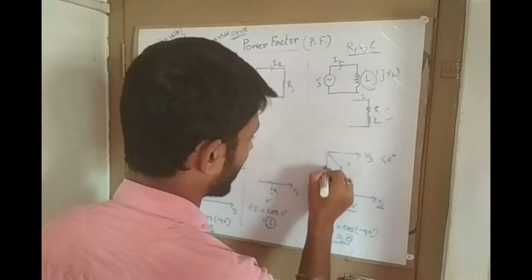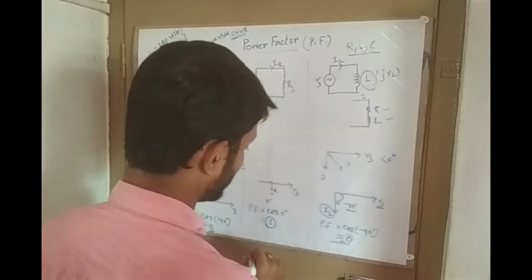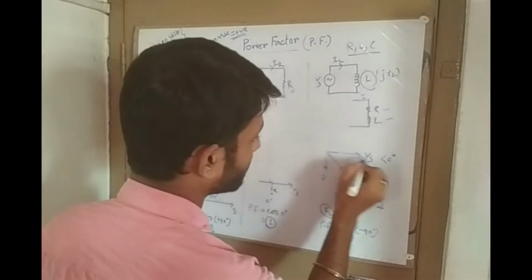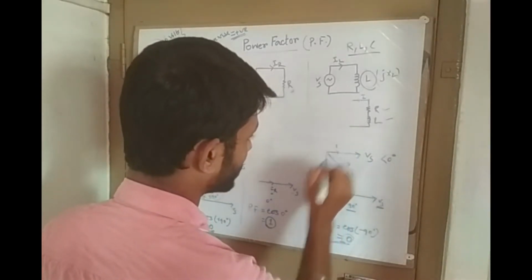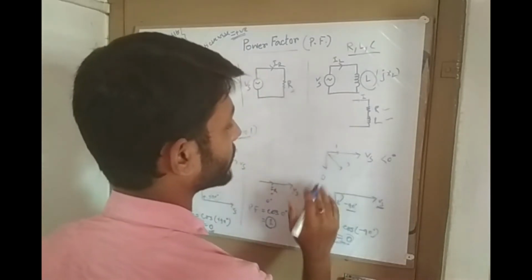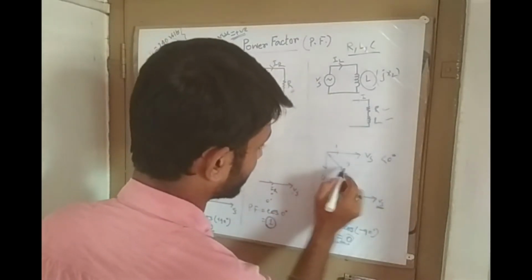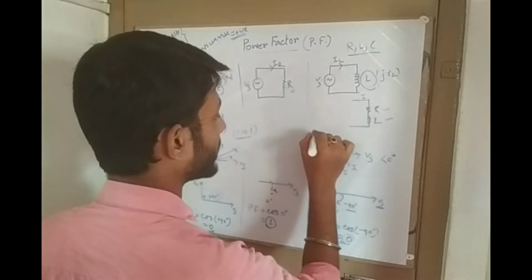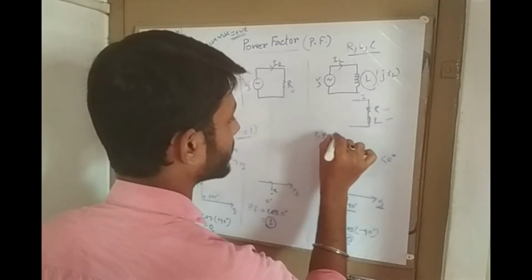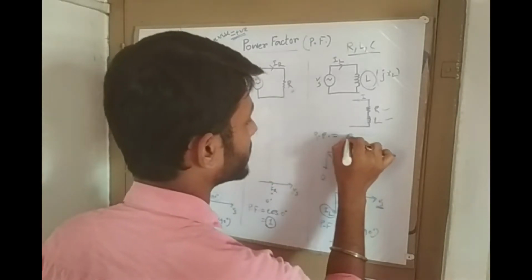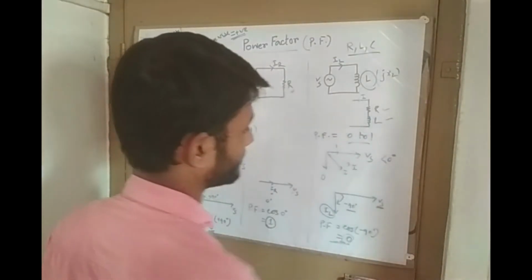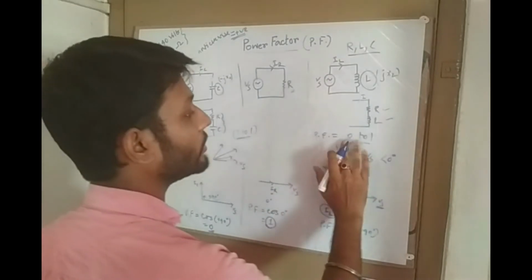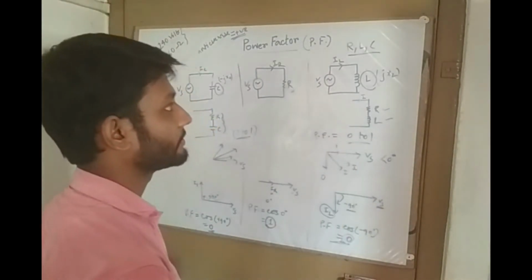So if the current is here, power factor is 0. If the current is in the same phase with VS, then power factor is 1. So here also, for an RL circuit, the power factor will be somewhere between 0 and 1. Power factor value will be between these two ranges. Okay.